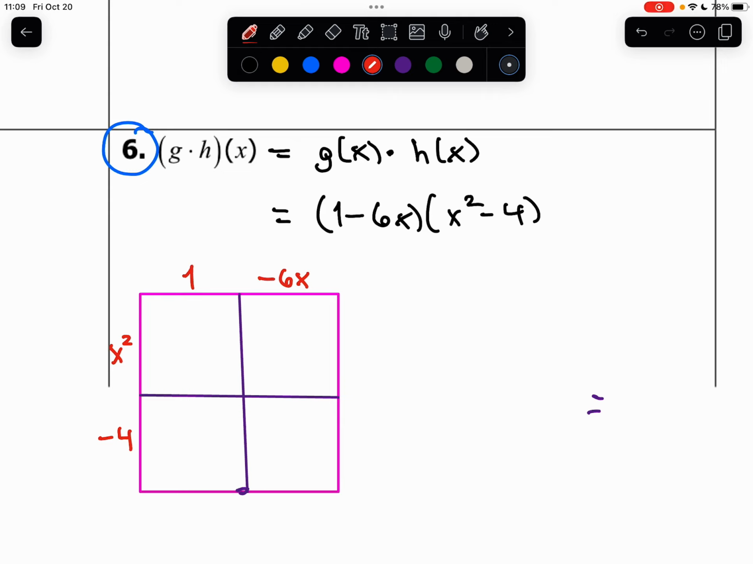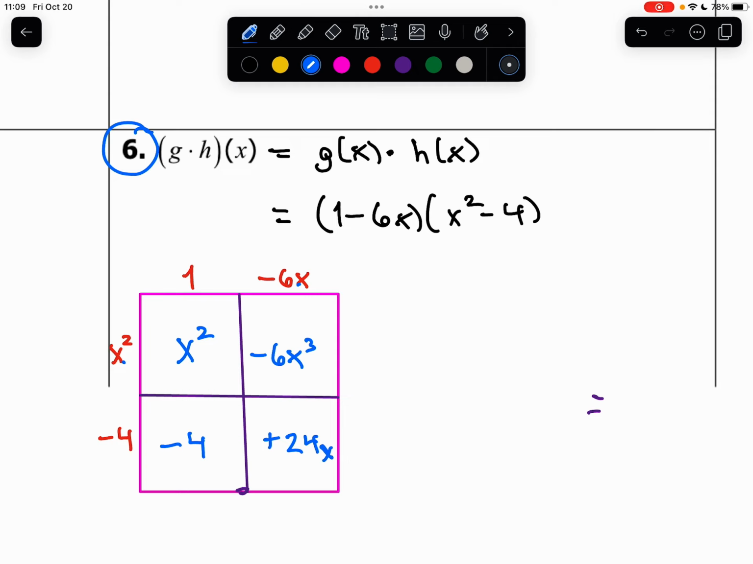So we're going to have x squared times 1, which is x squared. Negative 6x times x squared is negative 6x to the third power. 1 times negative 4 is going to be negative 4. And then negative 6x times negative 4 is positive 24x. Excuse me, yes, 24x.